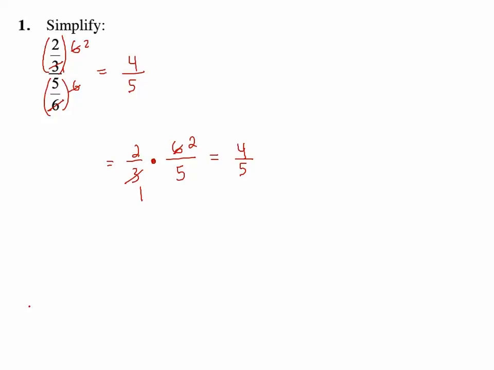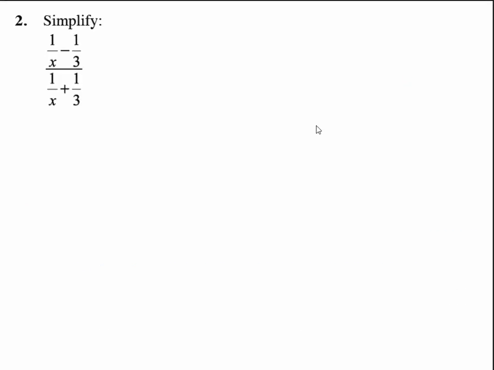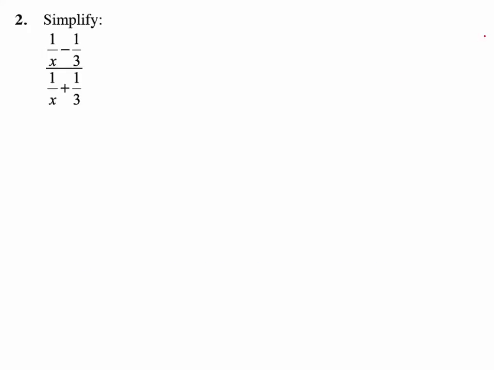Of course, we have to get more sophisticated here. So how about adding in some variables? So 1 over x minus 1/3, all being divided by 1 over x plus 1/3.